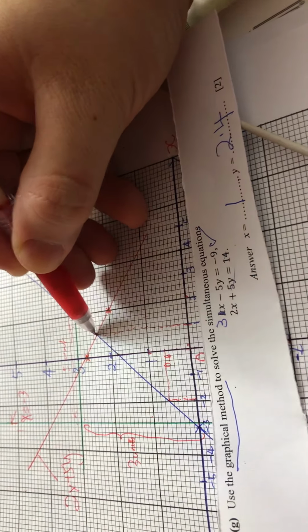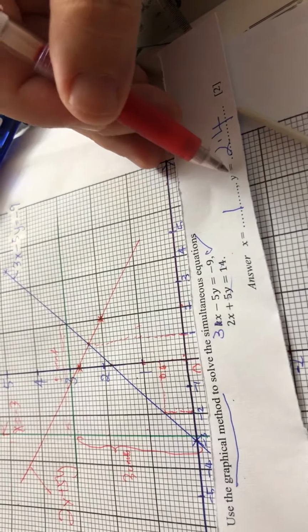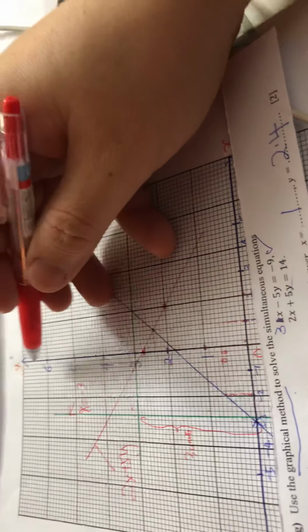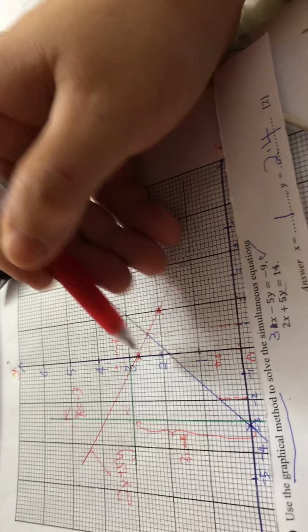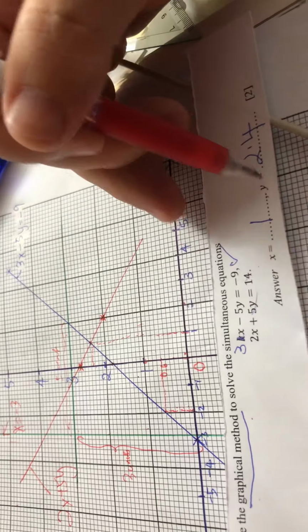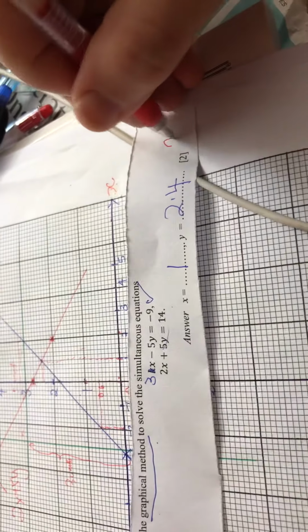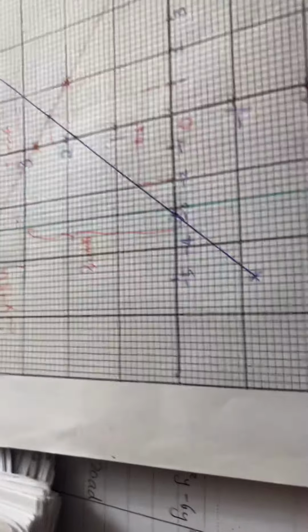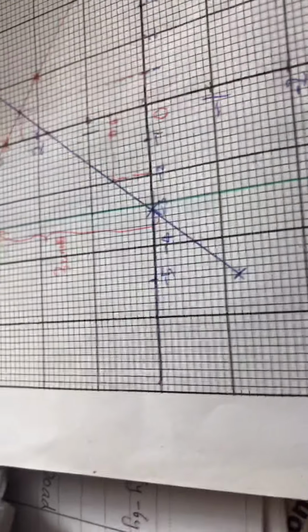That's your working. And then how to get the y value? You go and shoot the y-axis. That will give you 2.4. You shoot the x-axis, that will give you 1. So that's your answer. You get 2 marks just for doing this. Alright, so that's part G. Now we'll do one more, and that is H.